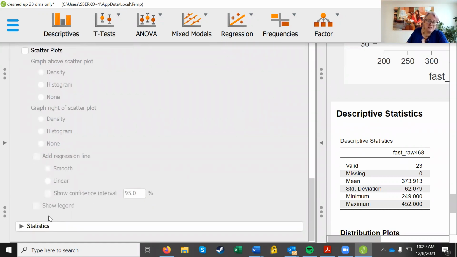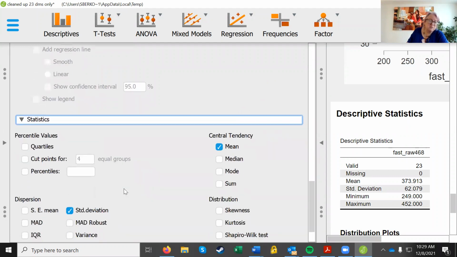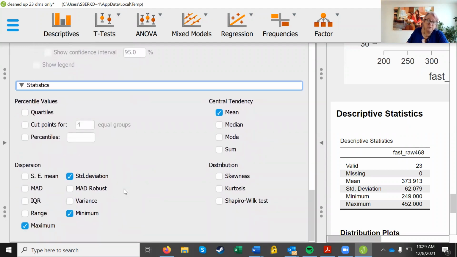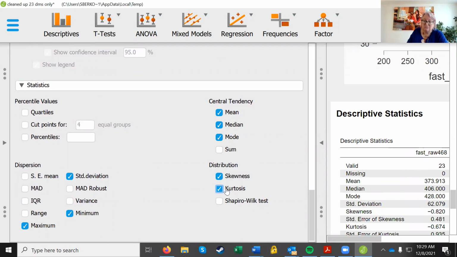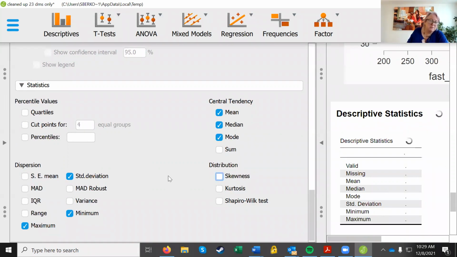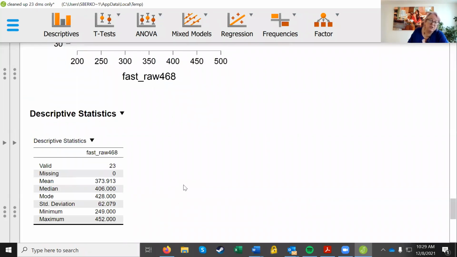Okay. And statistics, are there any statistics we want to get? Well, we might as well look at the mean and the median and the mode. And let's look at skewness and kurtosis. Skewness and kurtosis with 23 doesn't even make sense, but that's where they are, if you're testing for that. All right, let's look at what we got here. 23, good. Well, it should be 23.